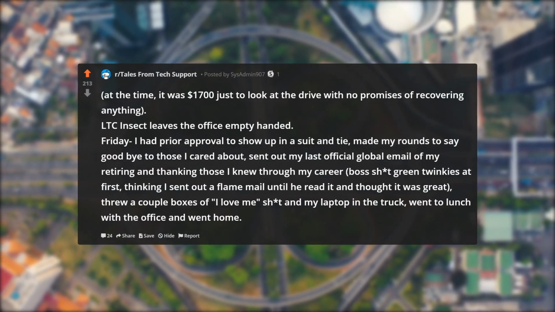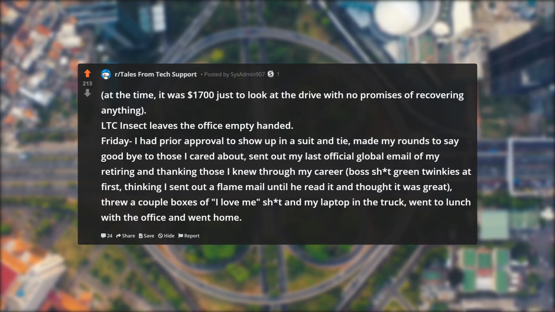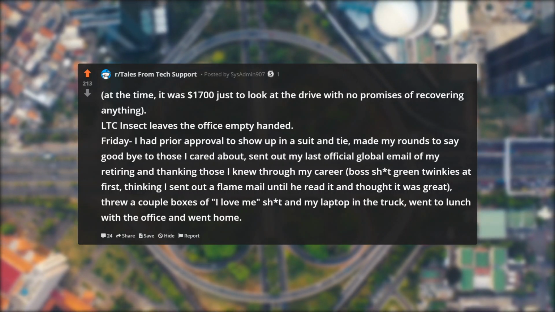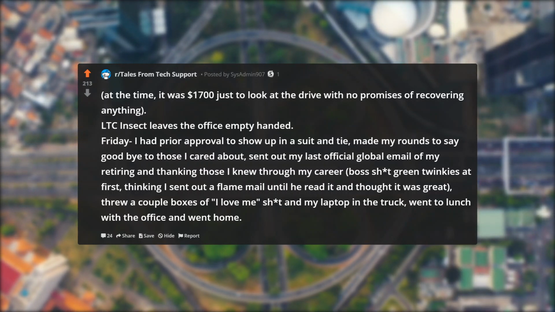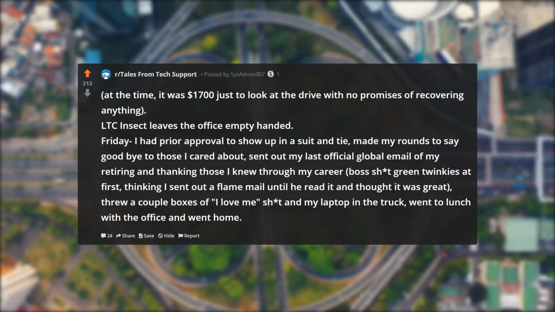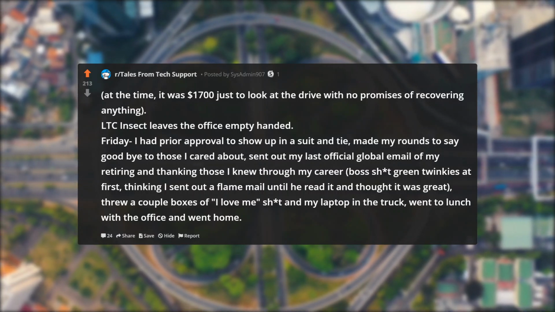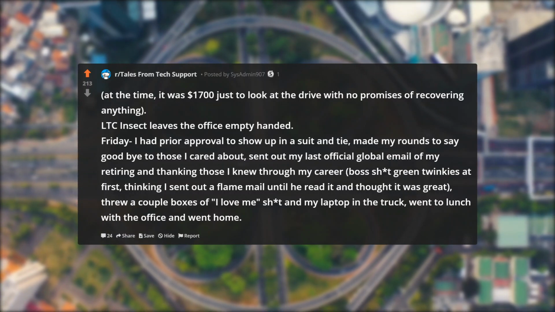Friday, I had prior approval to show up in a suit and tie, made my rounds to say goodbye to those I cared about, and sent out my last official global email of my retiring and thanking those I knew through my career. My boss went white at first, thinking I sent out a flame mail, until he read it and thought it was great. I threw a couple boxes of I Love Me stuff and my laptop in the truck, went to lunch with the office, and went home.